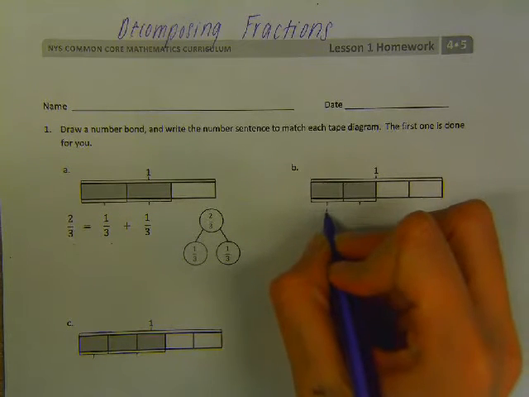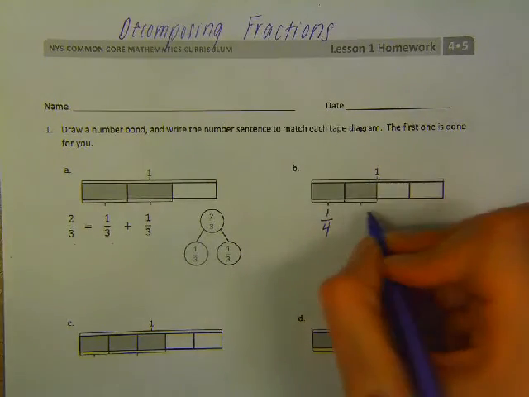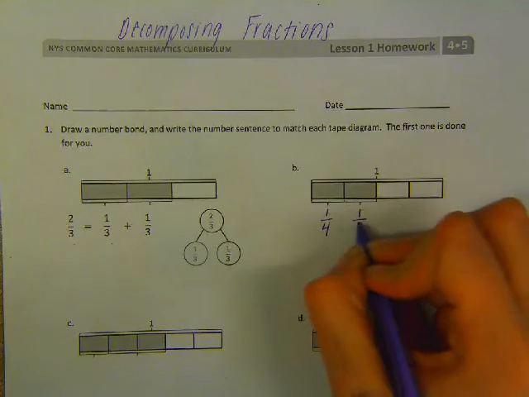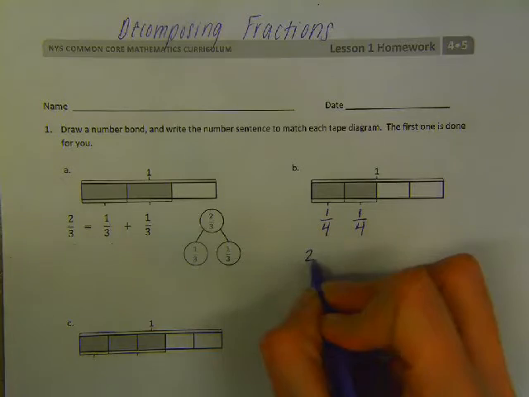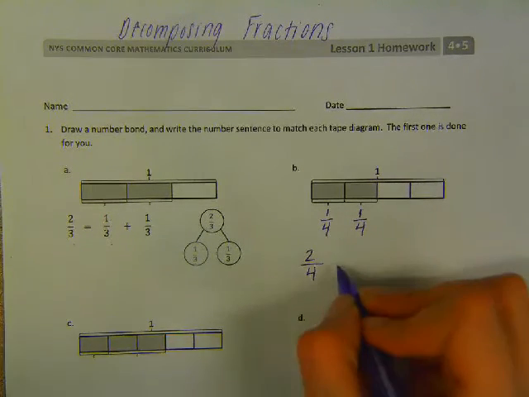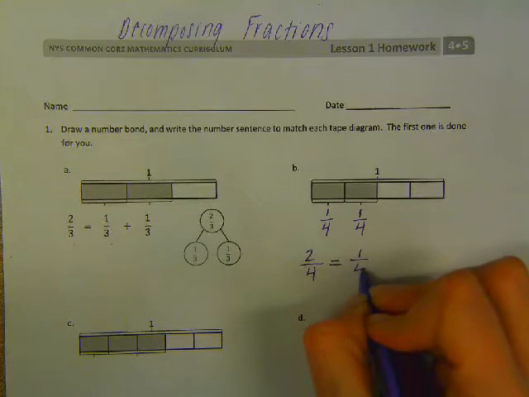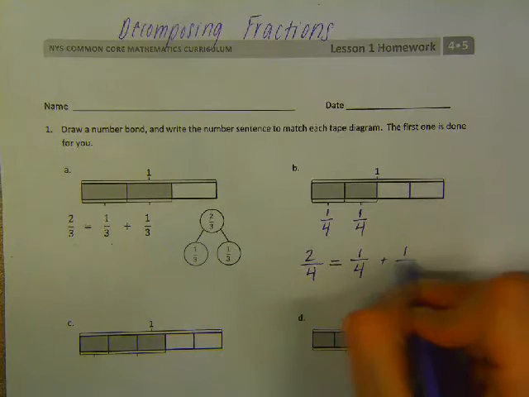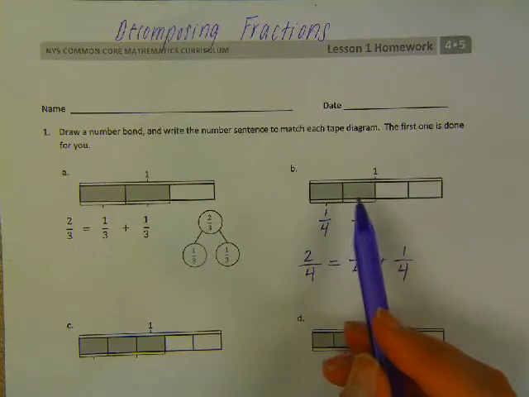So underneath this shaded piece, I'm going to write 1/4. And underneath this shaded piece, I'm going to write 1/4. Therefore, my fraction of the shaded pieces is 2/4. To write my addition sentence, 2/4 equals 1/4 plus 1/4, which is shaded in my rectangle.